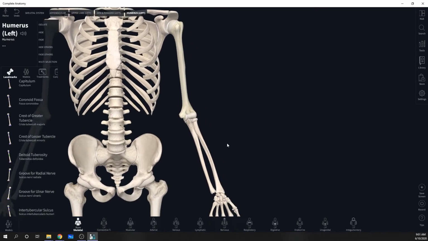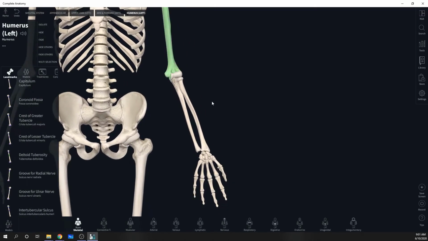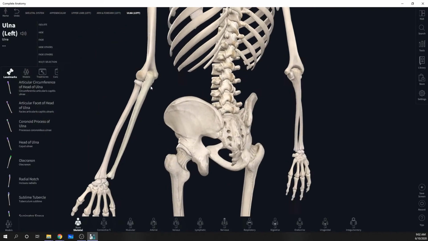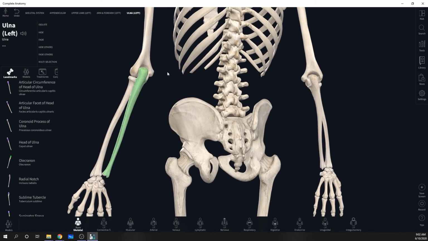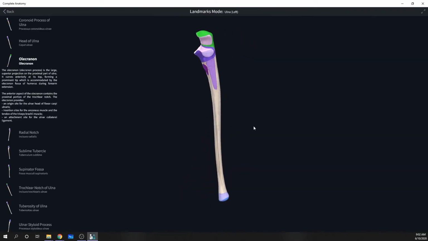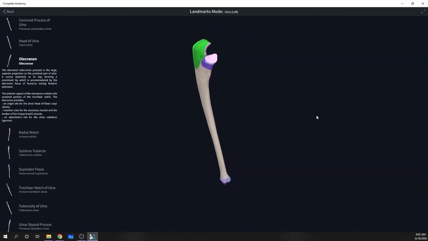If we continue down to the forearm, we can find two bones, the ulna and the radius. Let's start with the ulna. Notice that the ulna has a large protrusion that articulates with the humerus. This is referred to as the olecranon of the ulna.